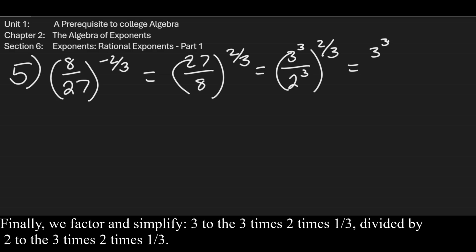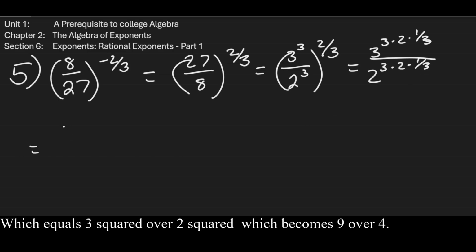3 to the 3 times 2 times 1 over 3 divided by 2 to the 3 times 2 times 1 over 3, which equals 3 squared over 2 squared, which becomes 9 over 4.